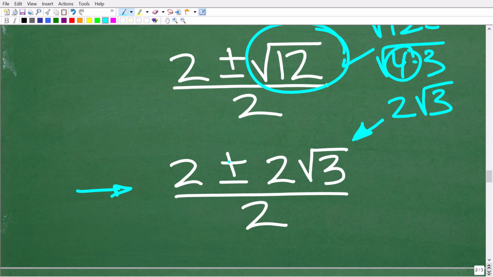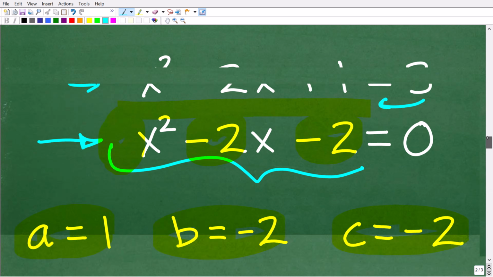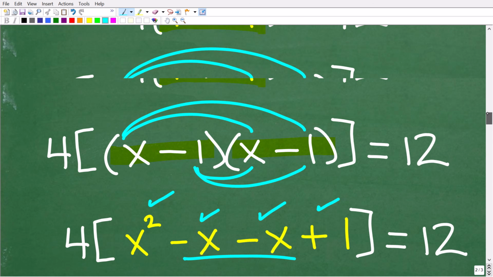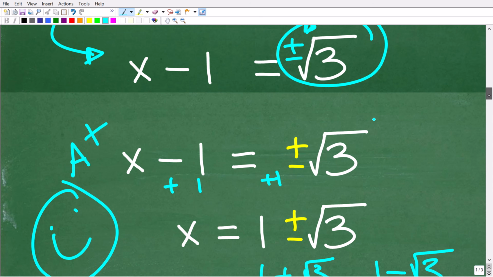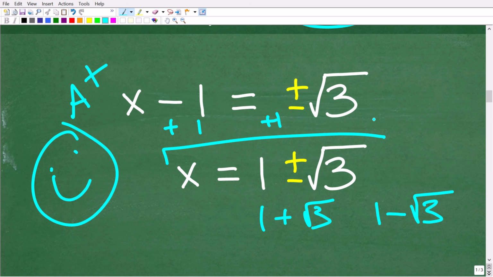We have 2 plus or minus 2 times the square root of 3 all over 2. Now we can factor out a 2 and divide everything by 2, and this final expression will be 1 plus or minus the square root of 3, which of course is the same answer we got way up here. So here is our final answer. X is equal to 1 plus or minus the square root of 3.